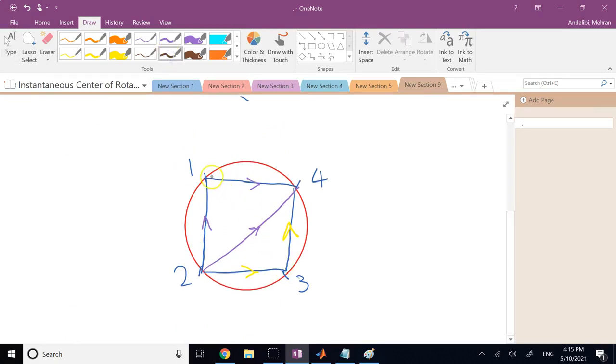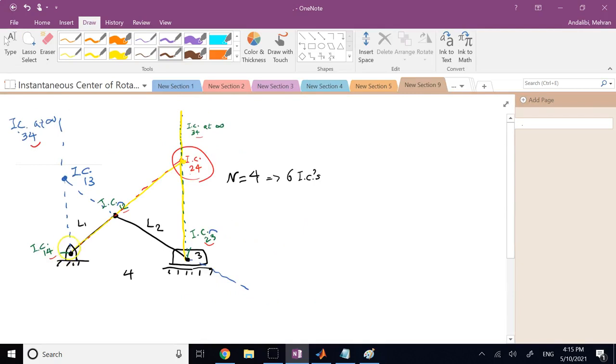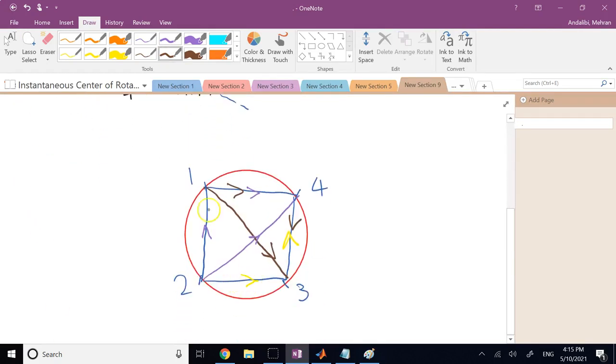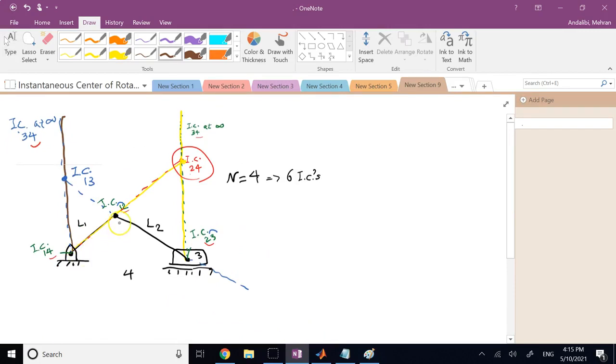If I want to go from 1 to 3, one way is to go 1 to 4, 4 to 3. This is 1 to 4, 4 to 3, which is this line. And the other one is to go what? 1 to 2 and again 2 to 3. And that is 1 to 2. Where is that? 1 to 2 and 2 to 3, which is this one. And that is going to be 1 to 3.